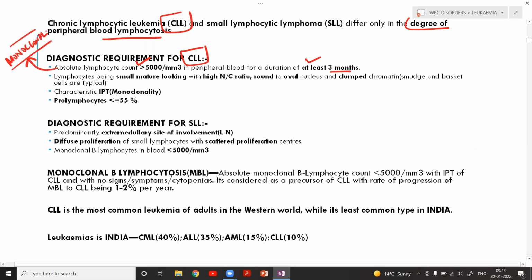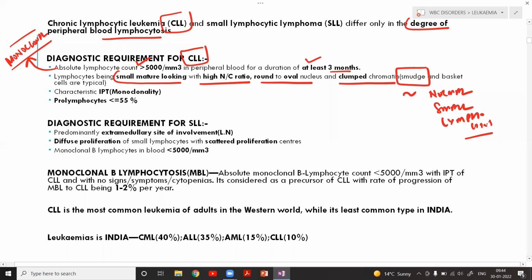And this increased absolute lymphocyte count is made of monoclonal lymphocytes, meaning all of them have certain molecular alterations which are similar in all the cells. So they are monoclonal. The absolute lymphocyte count should be more than 5,000 for a duration of at least 3 months. Lymphocytes should be small, mature looking, with a high N:C ratio, round to oval nucleus and clumped chromatin, very similar to a normal small lymphocyte. One very important characteristic feature of such cells is that they are easily crushed, giving rise to smudge cells or basket cells. I am going to show you all these things later on when we discuss morphology.